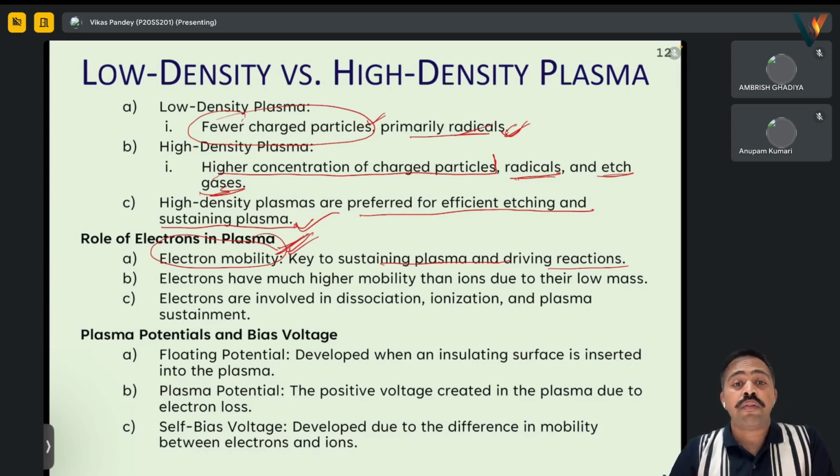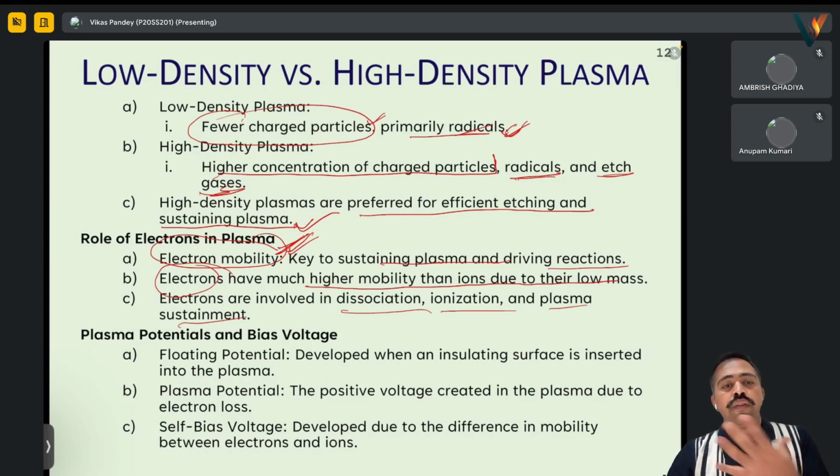The second thing is that the flow of charge is happening through electrons. Why? Because they have much higher mobility than ions, as they have lower mass. They are also involved in dissociation, ionization, and plasma sustainment. So the flow of electrons is important in plasma formation.